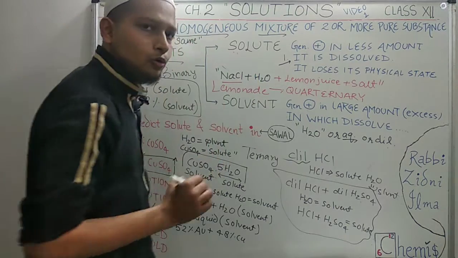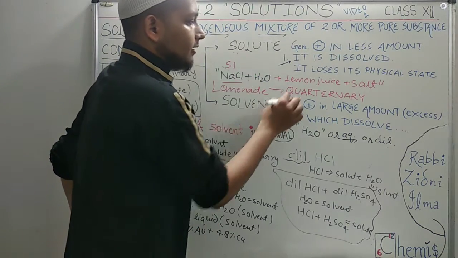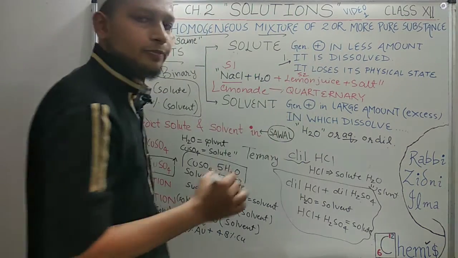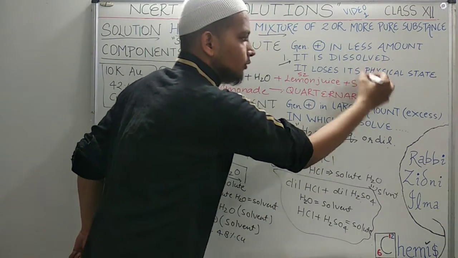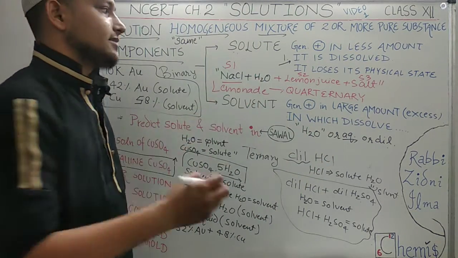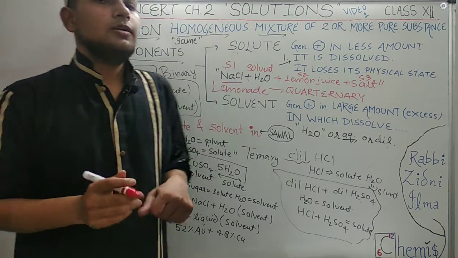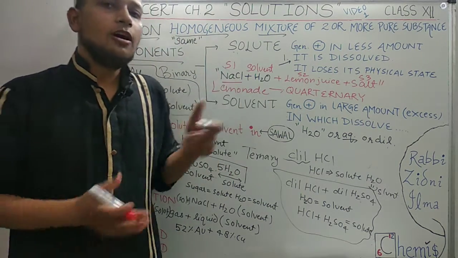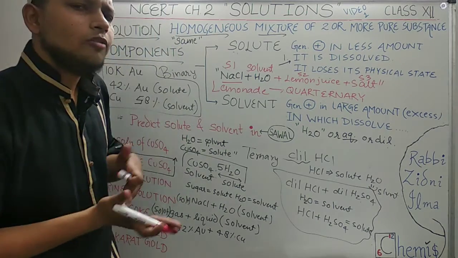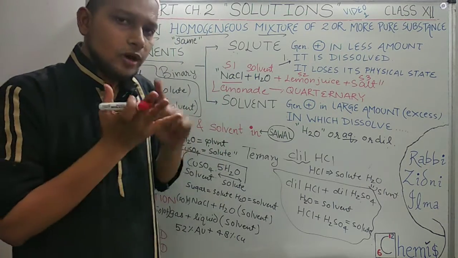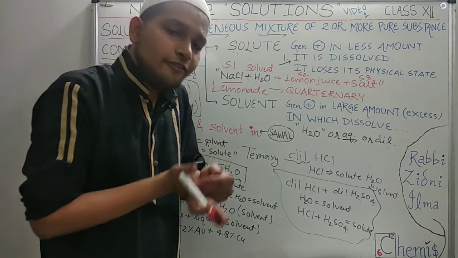NaCl is solute 1, lemon juice is solute 2, and salt is solute 3, and water is our solvent. So, the point to be noted is we can have more than one solute, but the solvent will be only one. One solvent can dissolve different solutes.